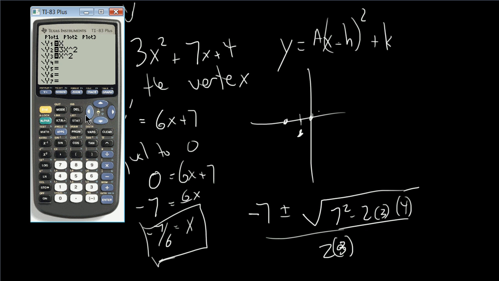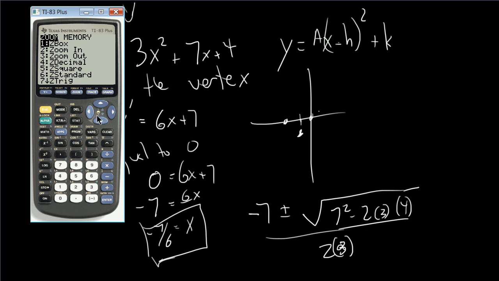So let's go ahead and do it in graphics. We said the equation was 3 times x squared plus 7x plus 4. These other ones I'm going to go ahead and delete. And we can now graph that, and we can now zoom in. I think it keeps it square when we do that. Zoom in. Zoom in.